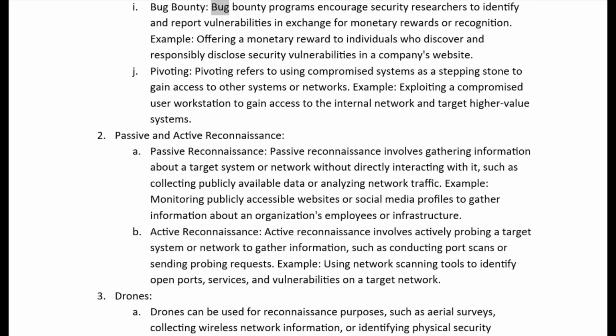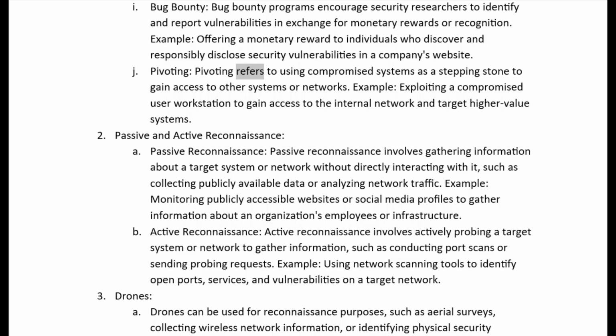Bug bounty. Bug bounty programs encourage security researchers to identify and report vulnerabilities in exchange for monetary rewards or recognition. Example, offering a monetary reward to individuals who discover and responsibly disclose security vulnerabilities in a company's website.